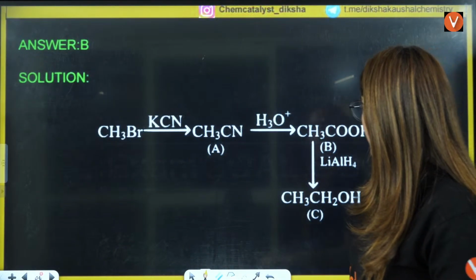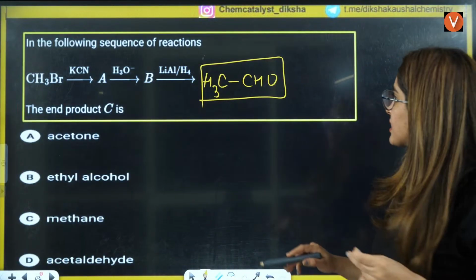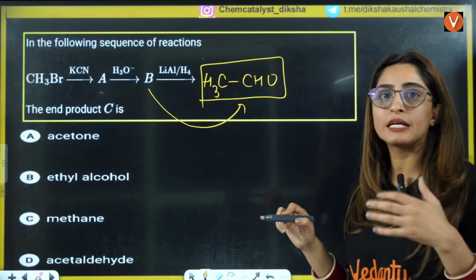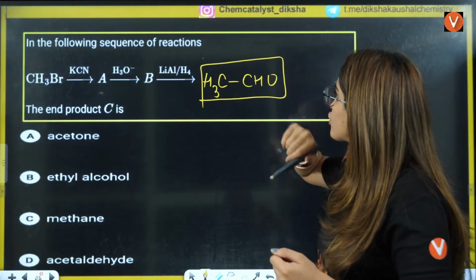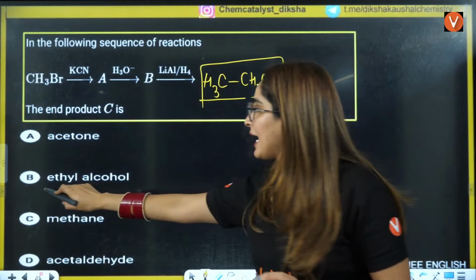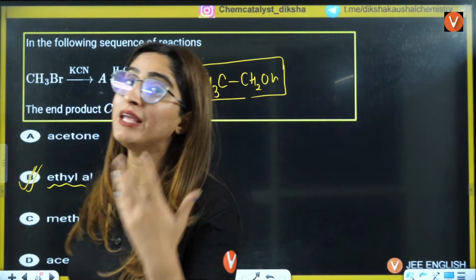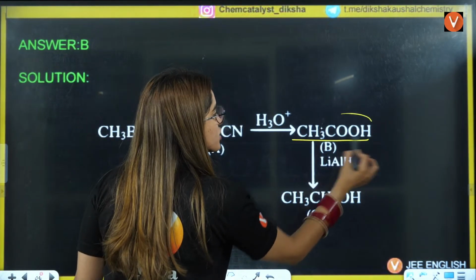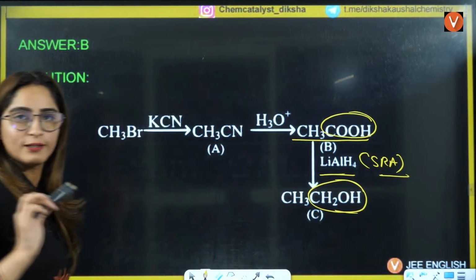Wait a minute. Why so? Because LiAlH4 is a very strong reducing agent. It's not weak. If you have a weak reducing agent, then this will happen. You have a strong reducing agent, so the strong reducing agent will further reduce it to CH2OH, that is ethyl alcohol will be formed. Firstly this is converted to CH3CHO, then with the strong reducing agent, that is directly converted to alcohol, right?